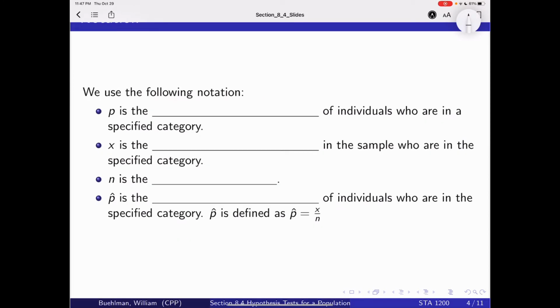We use the following notation. P is the population proportion of individuals who are in a specified category. X is the number of individuals in the sample who are in the specified category. N is the sample size.